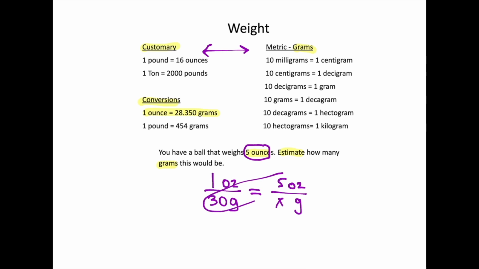Now we can cross multiply. We have 5 times 30 is going to equal 1 times x, which is just x. 5 times 30 is 150. So 5 ounces is about 150 grams.